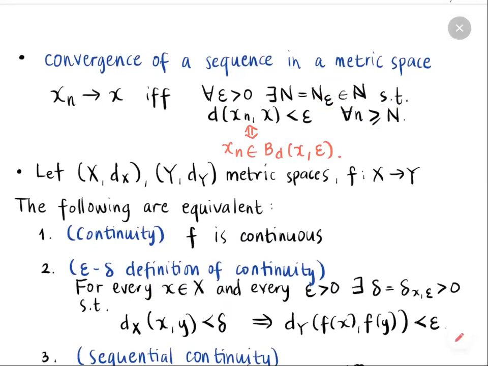So in the case of the Euclidean space, let's say, if you take epsilon to be small, then this ball is very small. Therefore, all terms but a finite number of the sequence will lie in that very small ball.